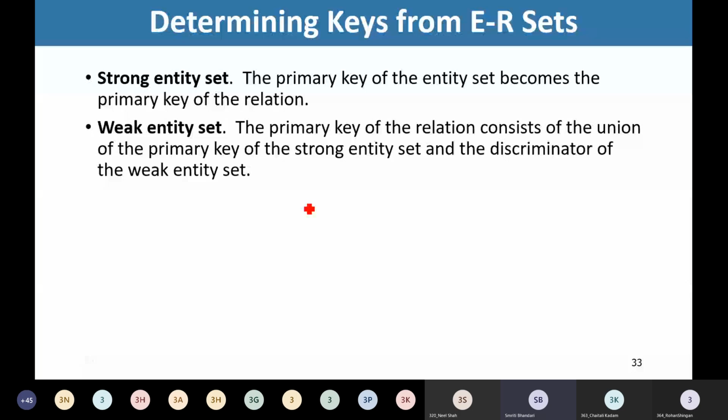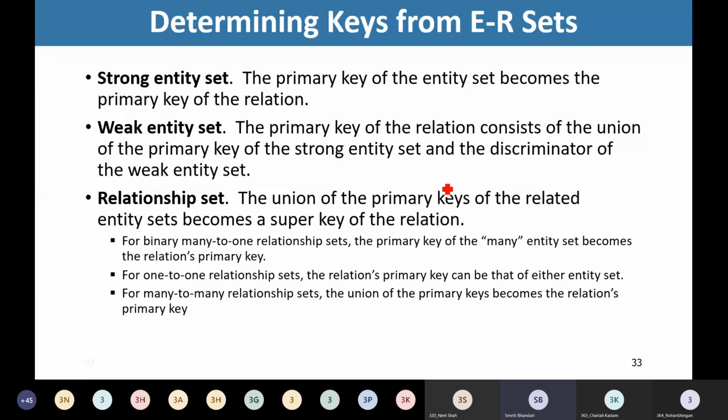Whereas if we talk about a relationship set, then the union of the primary keys of the participating entity sets becomes the super key for the relation, right? And depending on the cardinality of the relation, we may pick the primary key. So the union of the primary keys of the participating entity sets becomes the super key of the relation. But now, based on the cardinality of the relation, we may pick the primary key for that relation in my relational model.